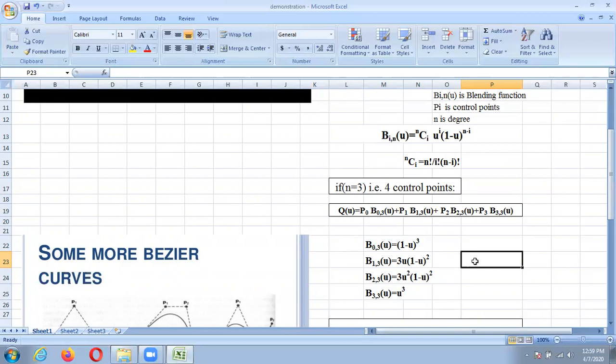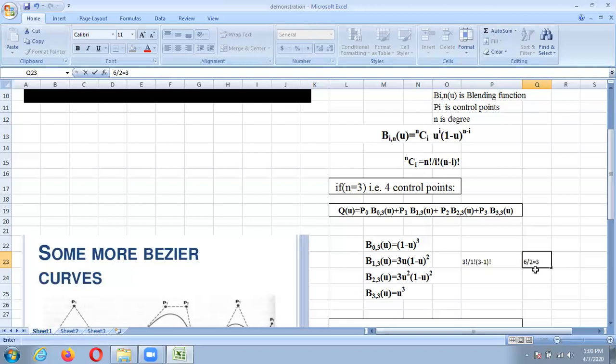nCi is n factorial upon i factorial into n minus i factorial. Here n is 3 and i is 1, so it is 3 factorial upon 1 factorial into 3 minus 1 factorial. 3 factorial is 6, 1 factorial is 1, and 3 minus 1 is 2 factorial, which is 2 into 1, so 2. What we are getting is 3 for nCi.